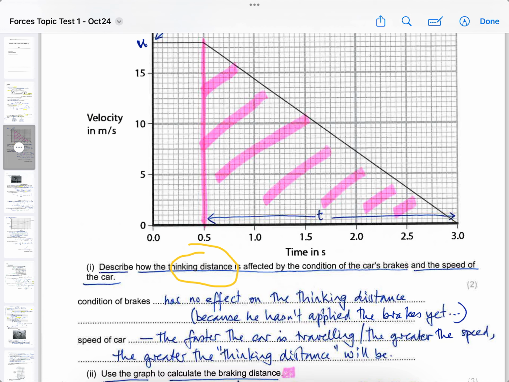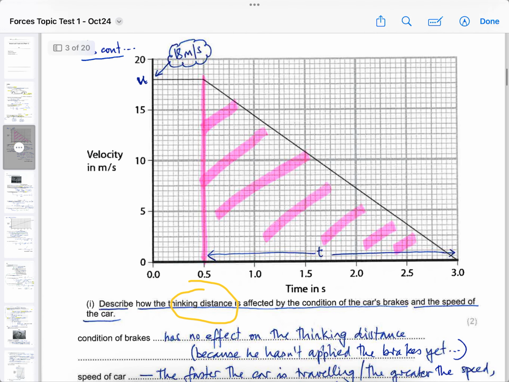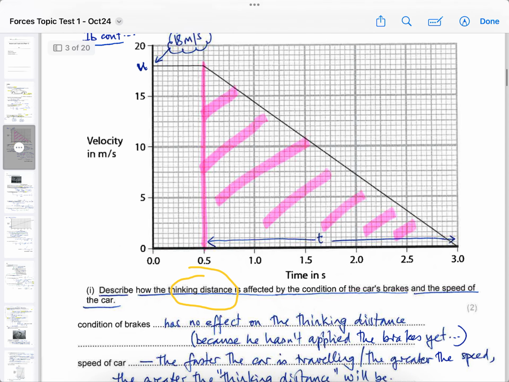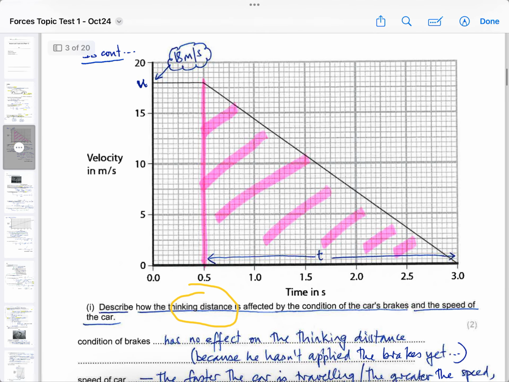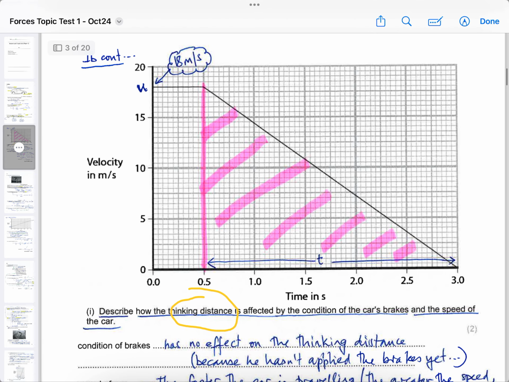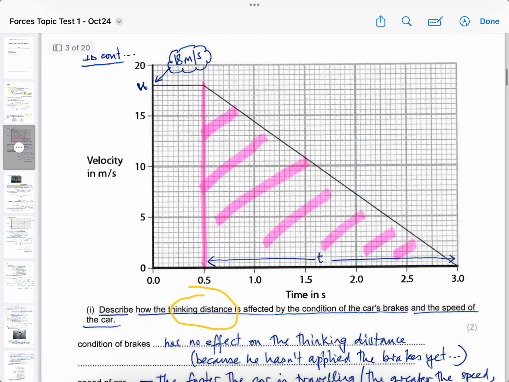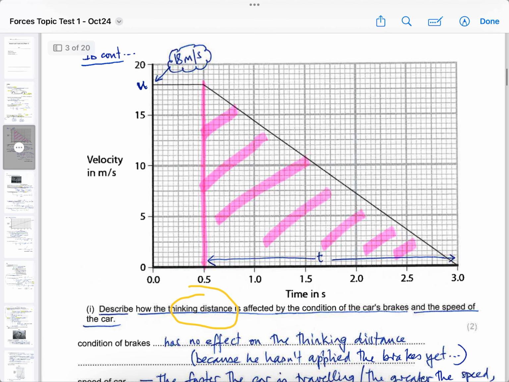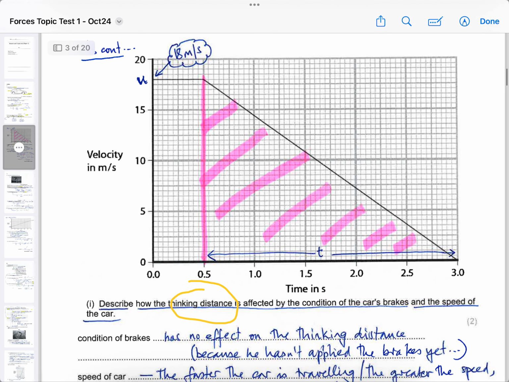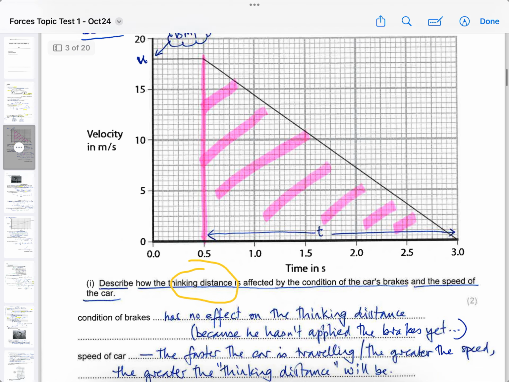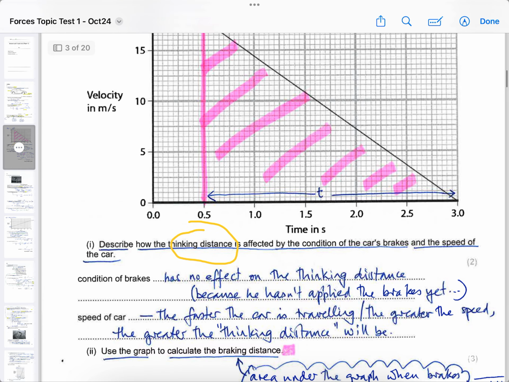So be careful when you're reading that you're highlighting the bits that you need to be aware of. Then the speed of the car, in this case, is 18 meters per second. If it was going faster, the area under that graph, which is distance, if you remember the area under a velocity time graph is the distance traveled, the higher that speed, the greater the distance traveled.